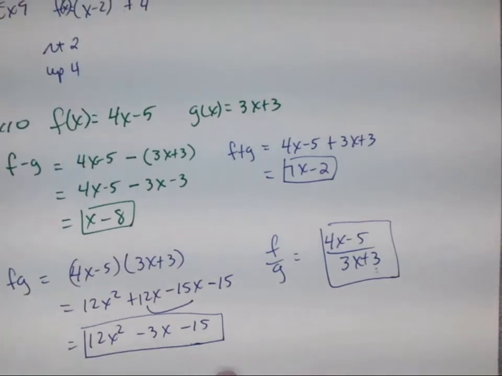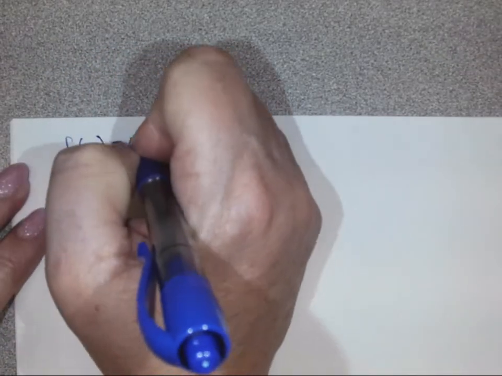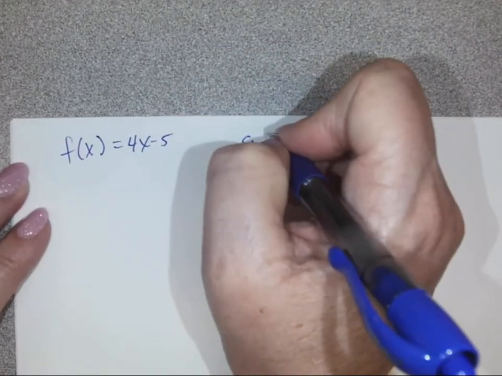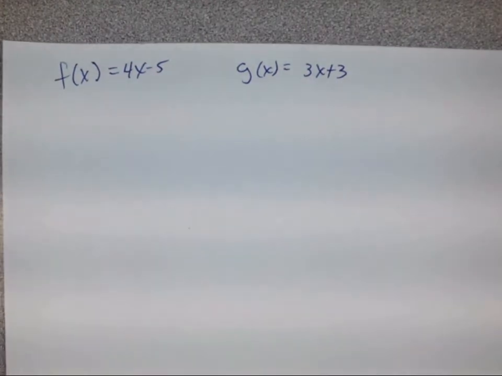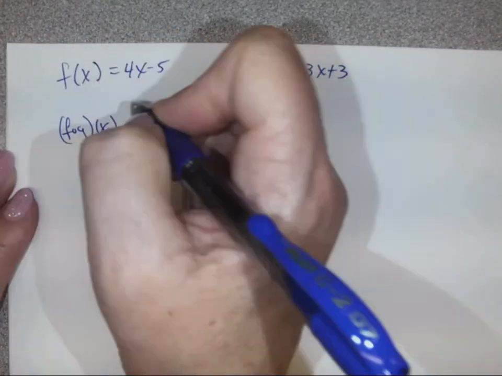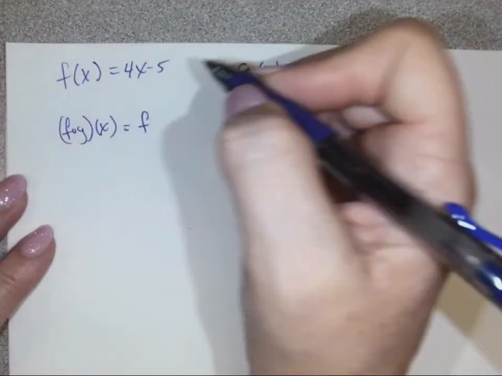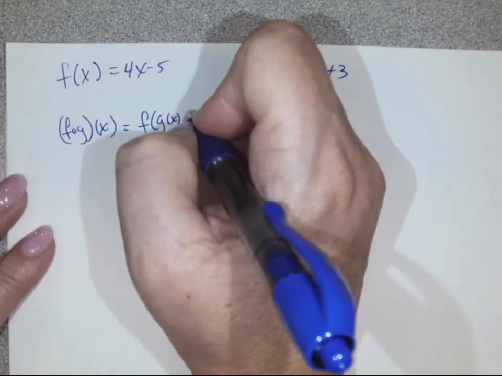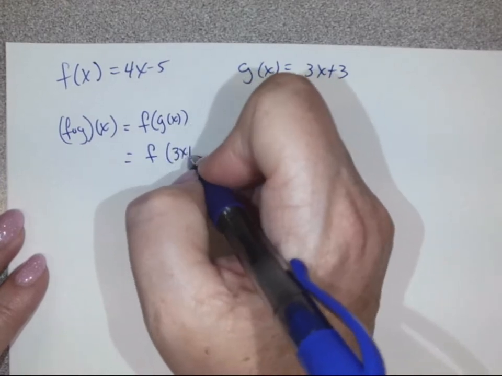All right, let's go do the more complicated part of this, and that would be the f of g. So let me write my functions again. So f of x equals 4x minus 5, and g of x equals 3x plus 3. So we're looking for f of g of x. Remember, that's where we're going to plug in g of x for x in f, so in this case, it will be f at 3x plus 3.